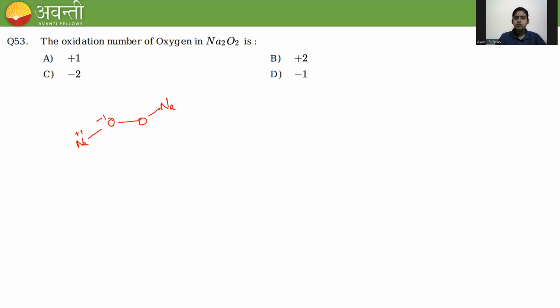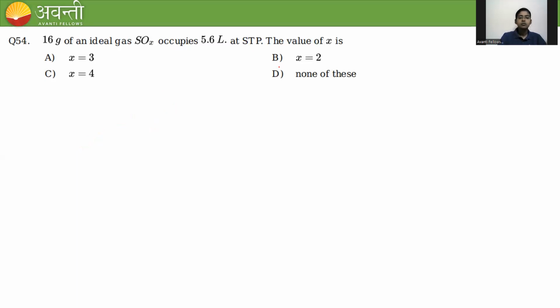Coming to this bond, sodium is again electropositive in nature, oxygen is electronegative, so oxygen gains the electron and sodium loses its electron. So if you see, each oxygen is gaining a minus 1 charge. So the oxidation number of oxygen in Na2O2 is minus 1. Option D is the correct answer. Such an easy question. Then moving on to the next question.